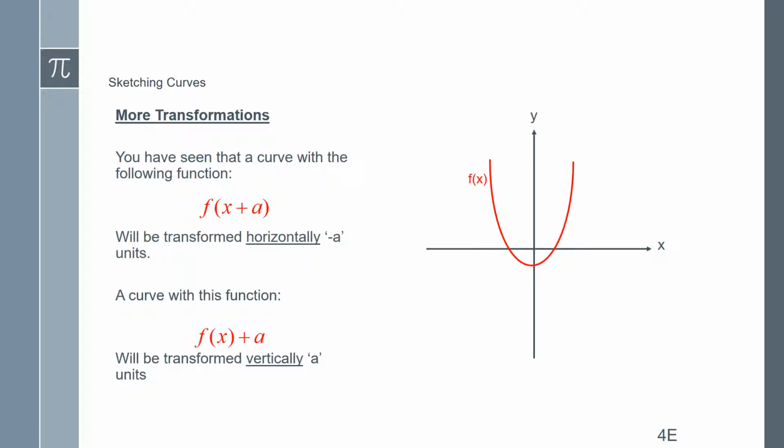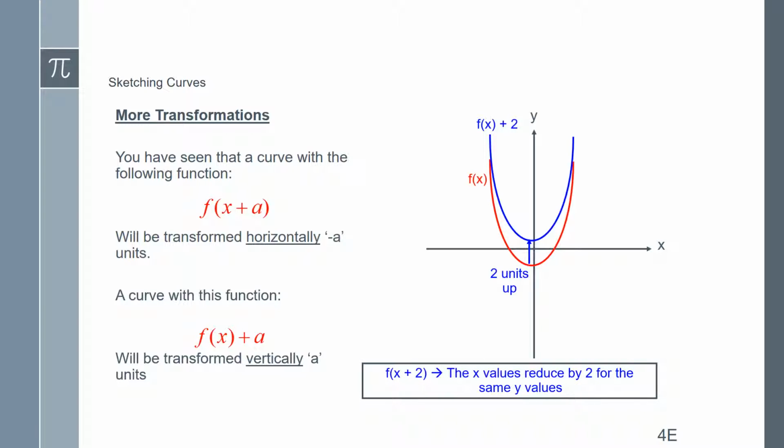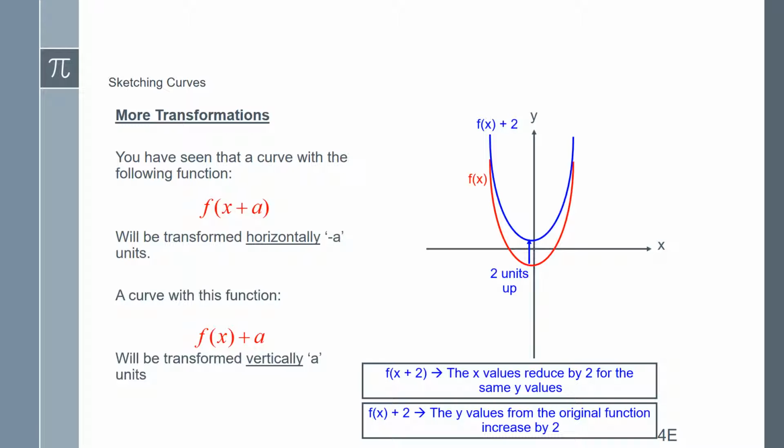So here's f of x, a parabola of some description. f of x plus 2 moves it minus 2 horizontally, or 2 units to the left. f of x plus 2 moves it 2 units vertically, or 2 units up. For f of x plus 2, the x values reduce by 2 for the same y values. If you think about it, to get the same y value, you have to reduce the x value by 2. And for f of x plus 2, the y values from the original function increase by 2.